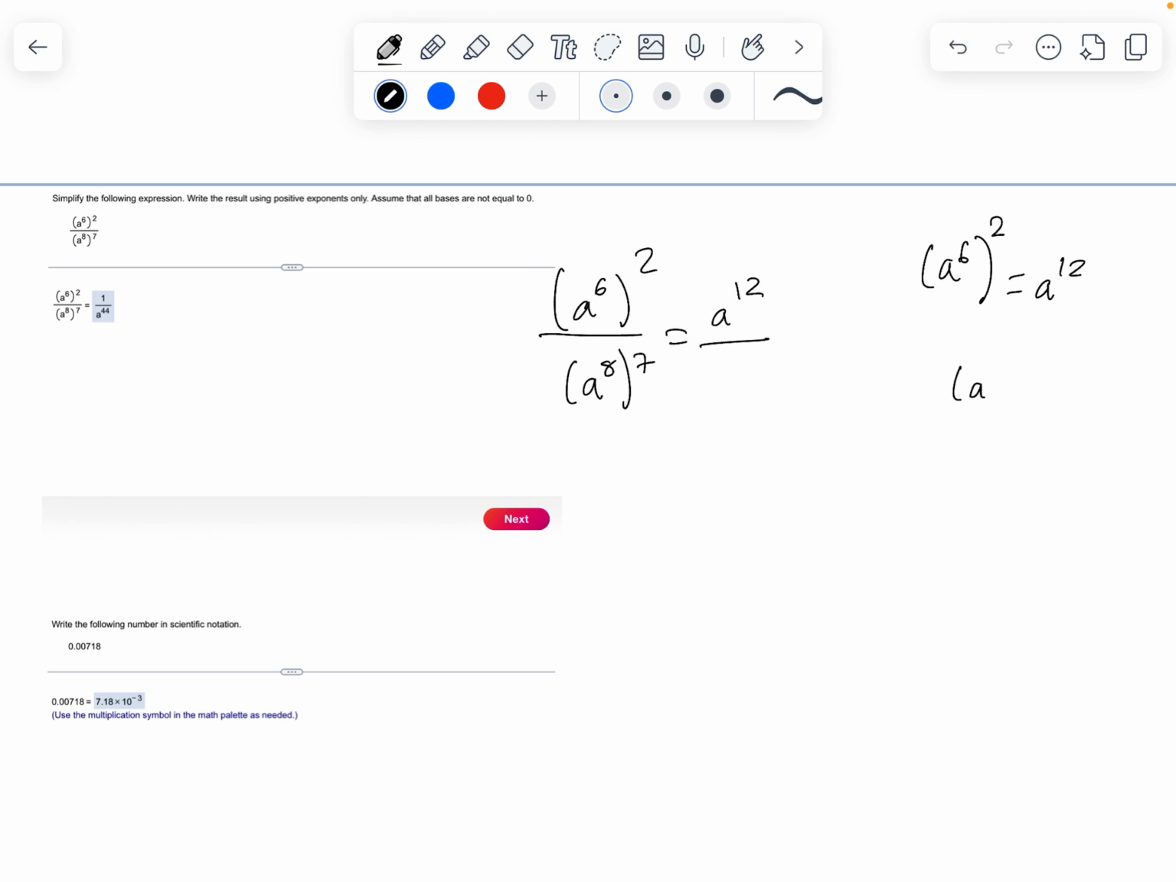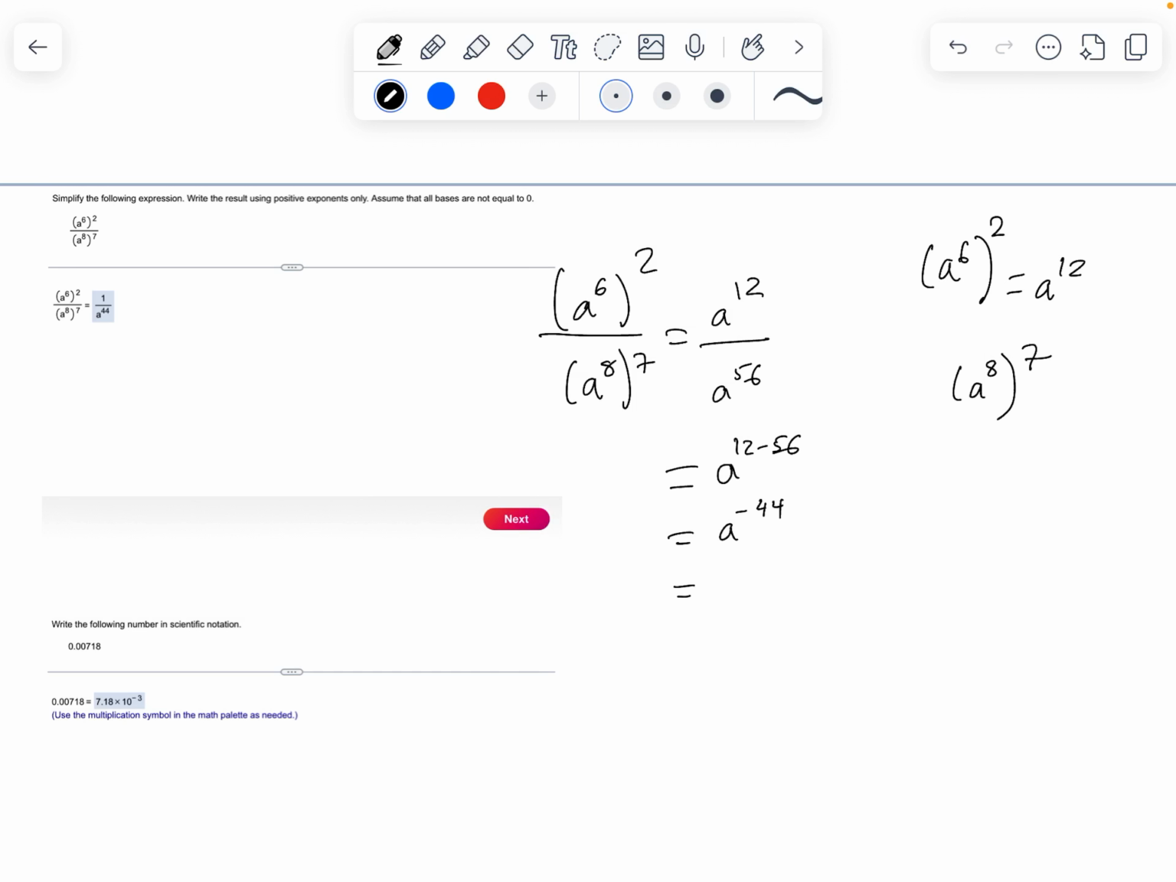Same way to the bottom, we have an a that has already an exponent, and that entire thing we raise to the power 7. That means we just have to multiply the exponents. So we have 8 times 7, which yields 56. So then from here we have the same base. Remember, the same base, you keep the same base, you subtract the exponent. So then from here we have a to the power negative 44. If you do 12 minus 56, it's negative 44.